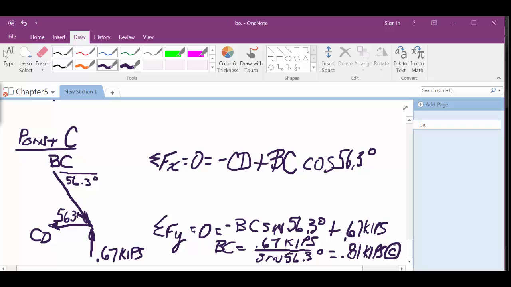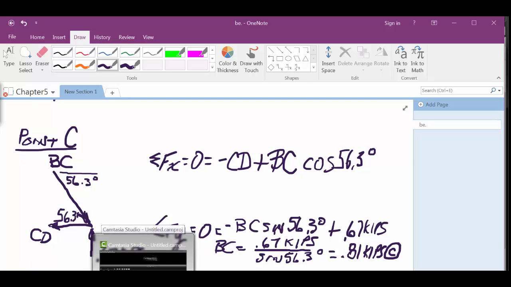Yeah, it's in compression. It's not up or down. It's in compression. If it's two letters that is a member, a force member, it'll be compression or tension. If the two letters are FX or FY, it'll be up or down. Forces in the X, forces in the Y, it's up or down, or left or right. Okay?